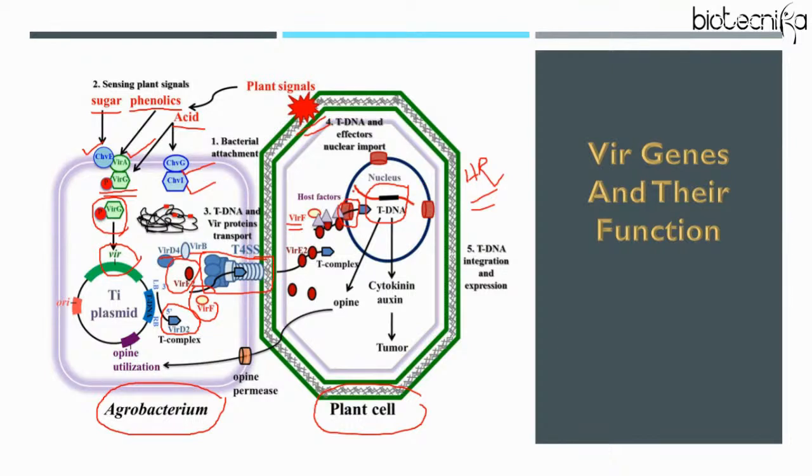So once they are bound to the nuclear genome, they will start synthesizing auxin and cytokinin because these are the oncogenes. Along with that, opine synthesis will take place. Although opine is not involved in any mechanism, it is used by the bacteria as a source of nitrogen or carbon. So after synthesis, via a permease, opine will be released into the bacteria for their growth and development. Okay. So this is how agrobacterium mediated gene transformation takes place.